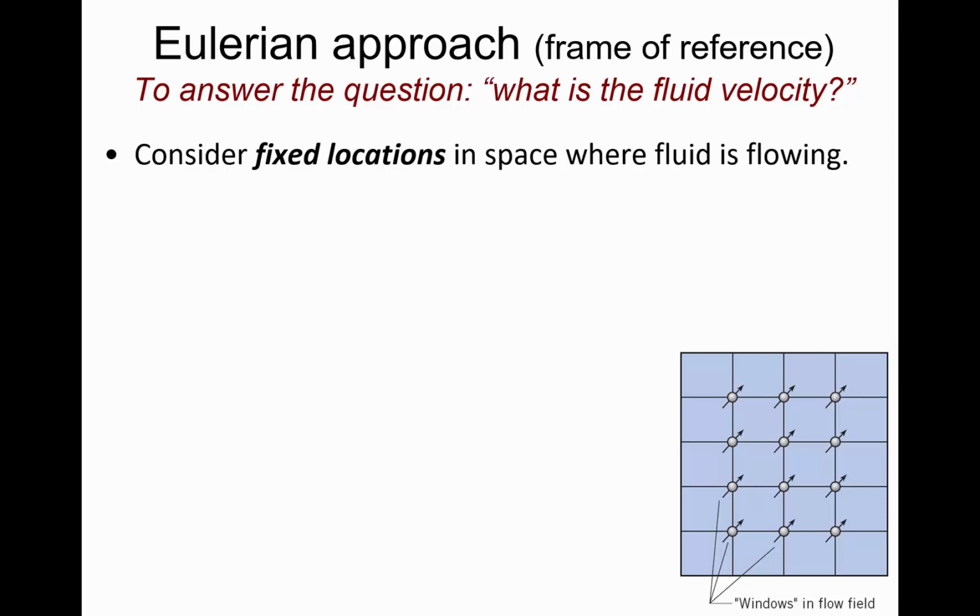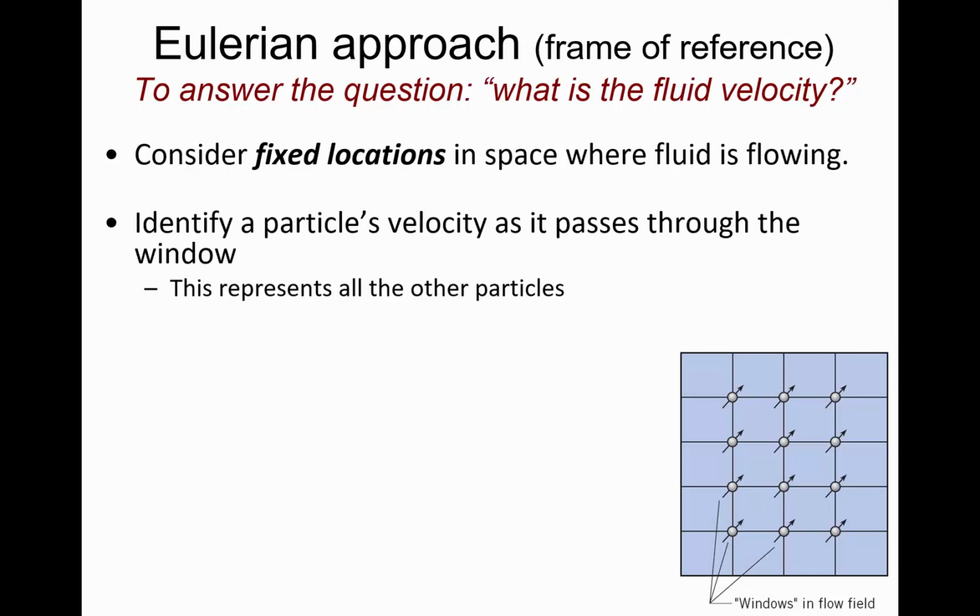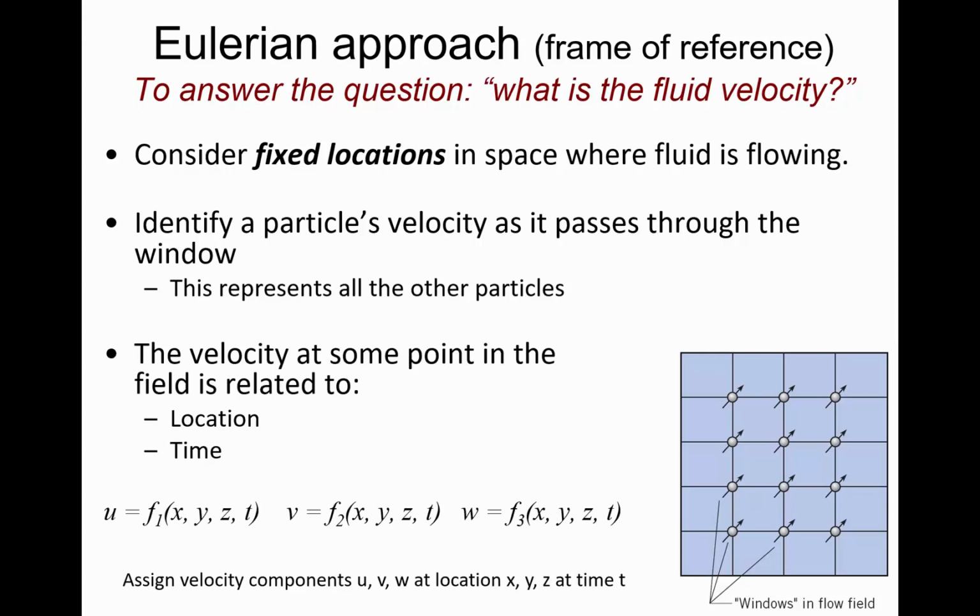And so the advantage of this approach is you can make the windows large or small depending on the computational power of the computer that's doing the modeling. But you would identify the velocity of a particle as it passes through the window, and then that represents all of the other particles inside of the window at that particular time. And so the way that we would determine the velocity is, again, in 3 dimensions. You'd look at the x, y, and z coordinates, and you'd look at the change in position over time, and then assign that to all of the particles inside the window.